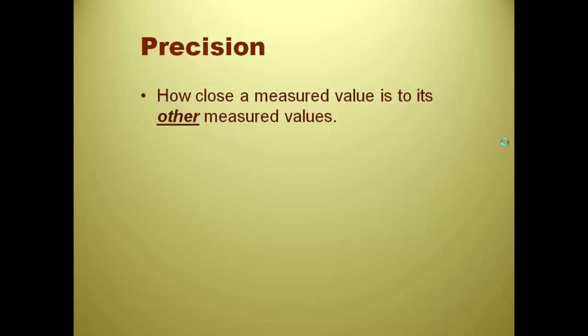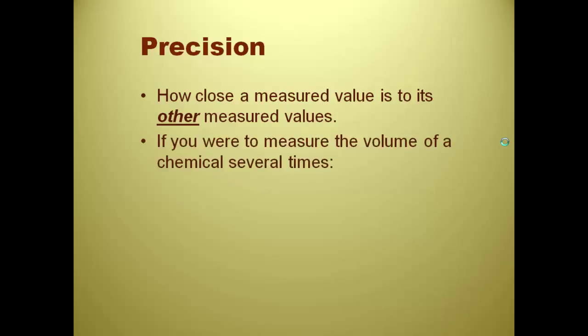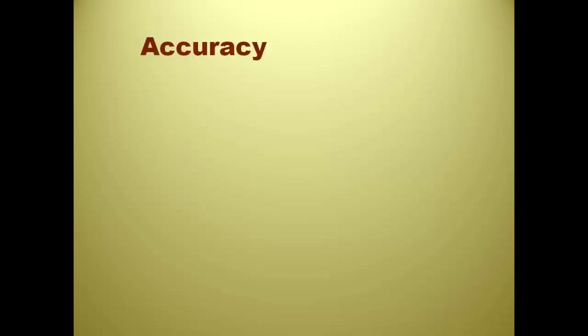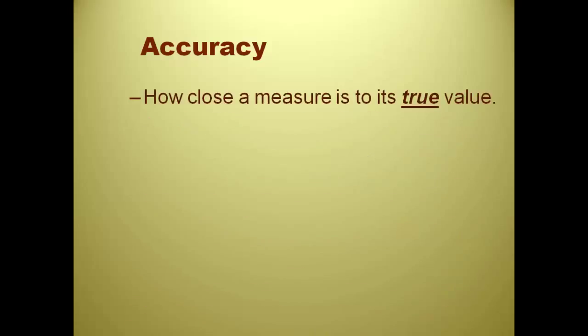Precision is how close a measured value is to its other measured values. So if you were to measure the volume of a chemical several times, you got 50.4, you got 50.3, and you got 50.5 mLs. That's a high degree of precision. All of them are very close to each other. Accuracy is how close a measure is to a true value.